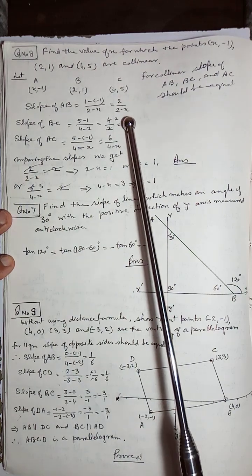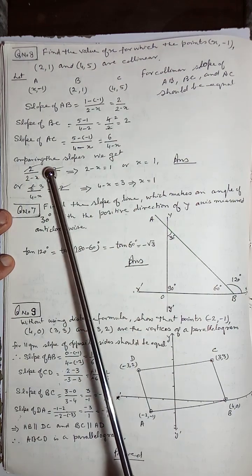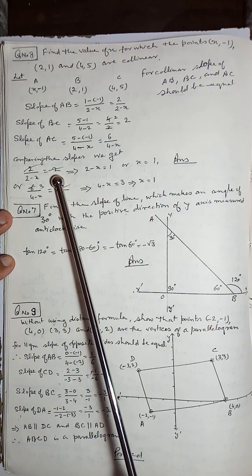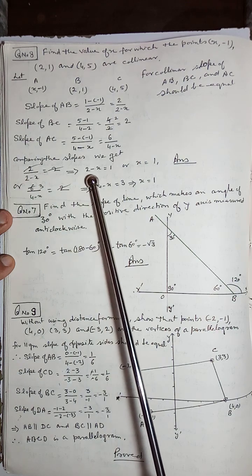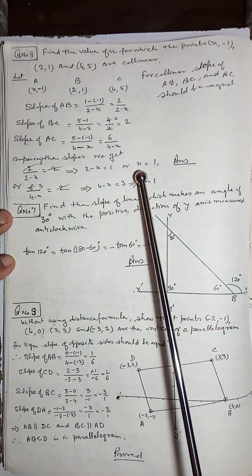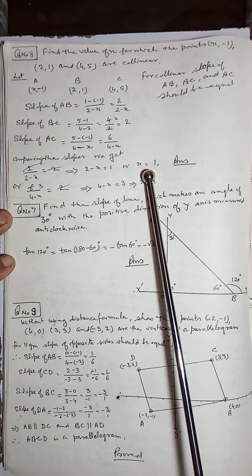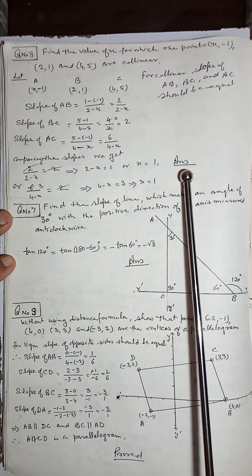अब देखिए ये वाला स्लोप और इससे कंपेयर करते हैं हम। चलिए, 2 upon 2 minus x is equal to 2. So 2 and 2 will be cancelled. Then cross multiply here, 2 minus x is equal to 1. Therefore x is equal to 1. This will be the answer.